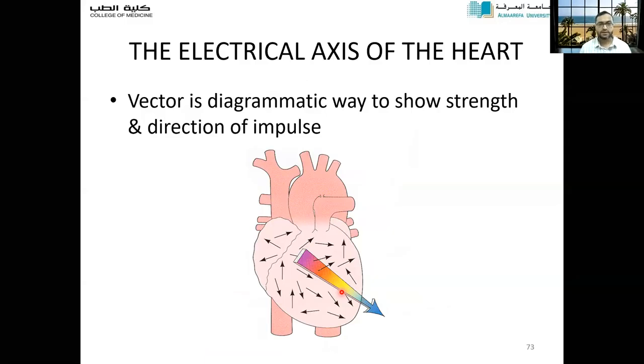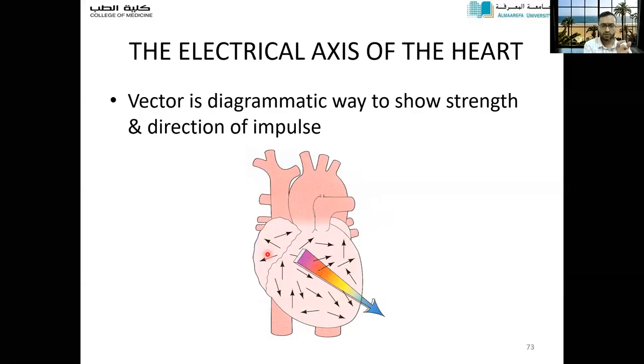And before going to axis, there is one more term used here, which is vector. And vector is nothing but this arrow, what you are showing here in the diagram. The vector is a diagrammatic way to show the strength and the direction of the impulse in the heart. So if I'm drawing the arrow downwards here, it's showing you that the impulse is going in this direction. And the size of the arrow will show you what is the strength of the impulse.